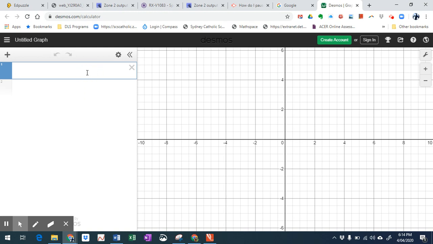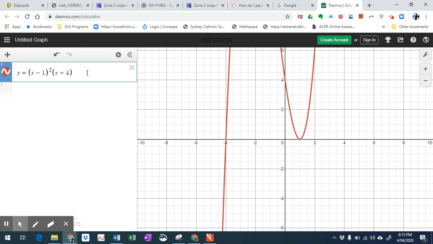I'll be typing in y equals, let's put a double root at x equals 1. So I put x minus 1, then I would go Shift 6 and then 2 gives me the power, and then let's put a triple root at x equals negative 4. That means we're going to have x plus 4 as a factor. Shift 6 to get the power, and then I'll put a triple root there.